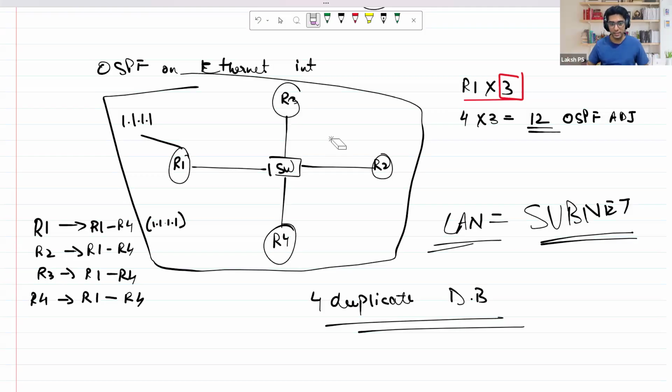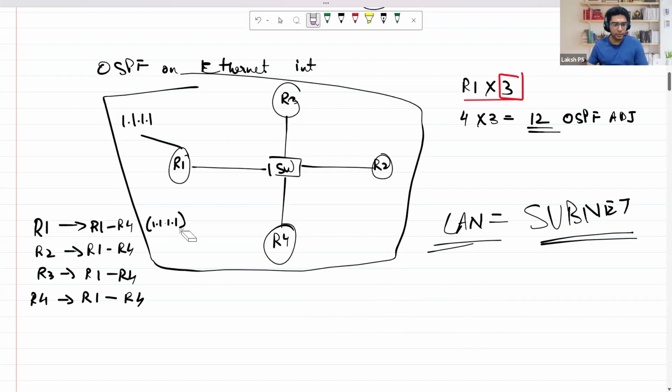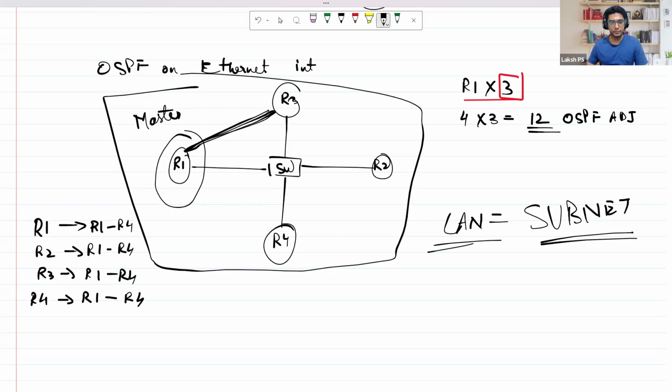For this purpose, what we thought is, obviously we are going to have duplicate databases. All of the routers you can see here, R1, R2, R3, and R4, will have the same database. We just saw this example. Why can't I do one thing where I make one router, for example R1, a master? With the master, all the routers will create adjacency: R1-R3, R1-R2, and R1-R4.